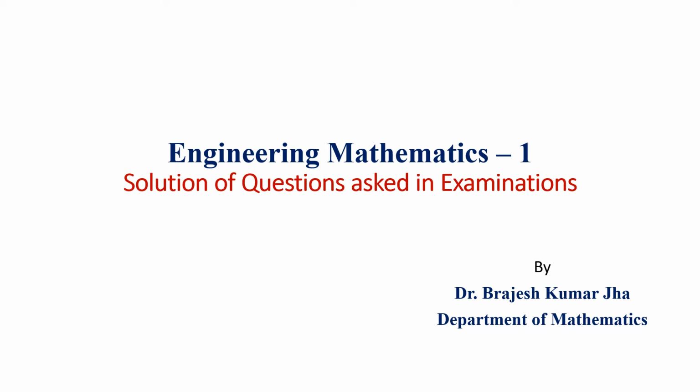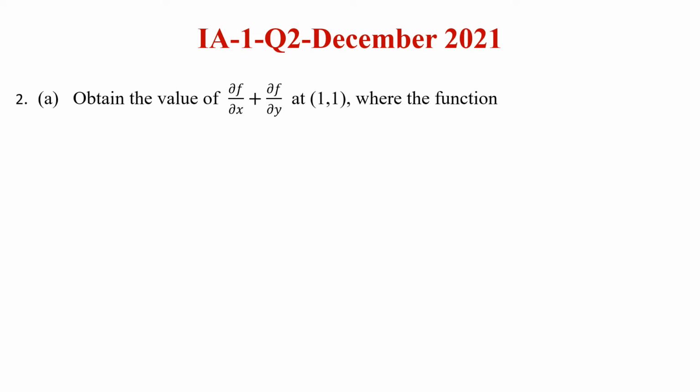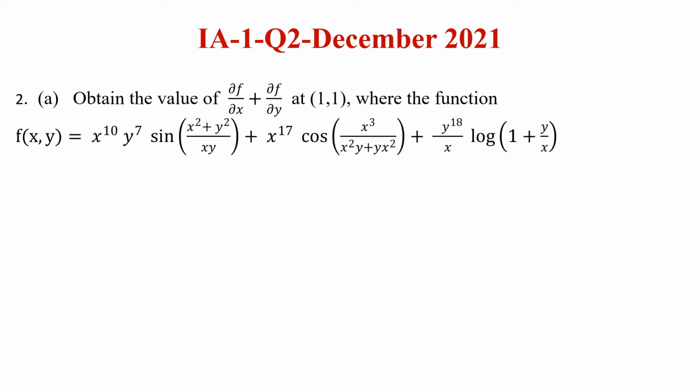So in this section, we are going to discuss the second question that was asked in the internal evaluation on 1 December 2021. In this second question, there are two parts, A and B. Part A is: obtain the value of del f upon del x plus del f upon del y at the point (1, 1), where the function is given like that.